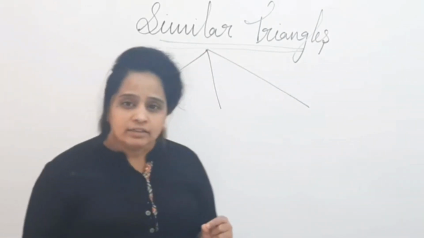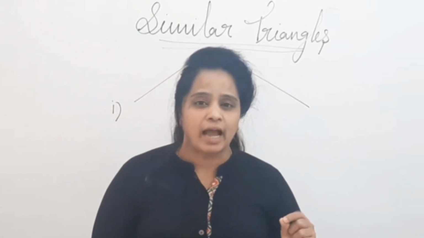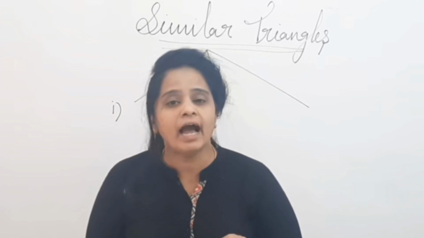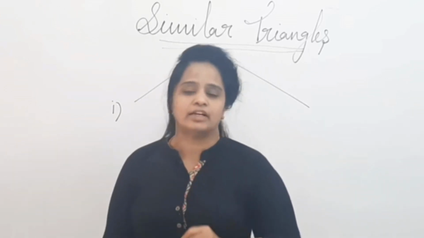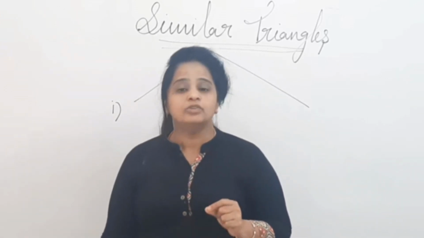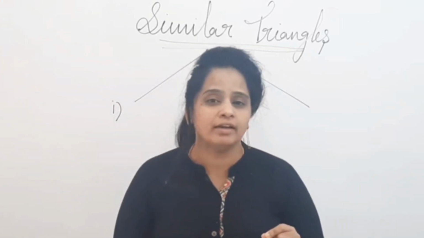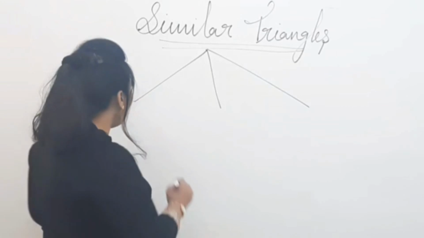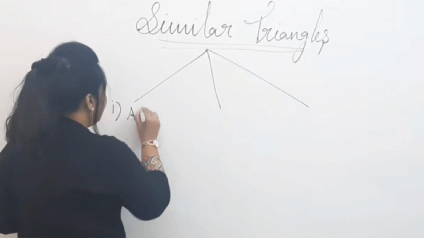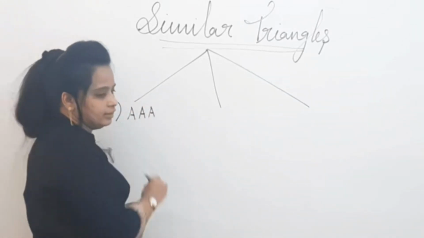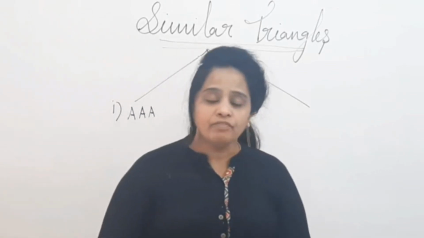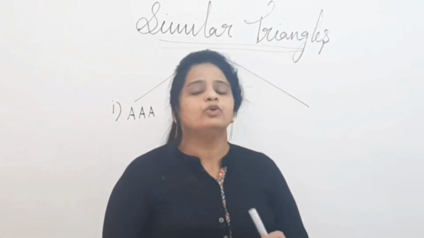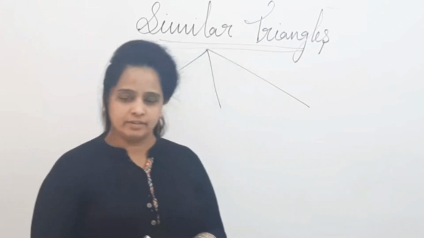The first one: if in a triangle each angle is equal to the corresponding angle of another triangle, then those two triangles are similar under the criteria AAA. So we call this the AAA criteria. That is, if two triangles are equiangular, then those two triangles are similar.